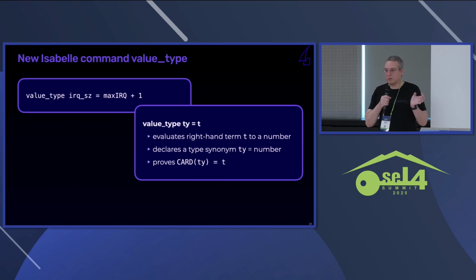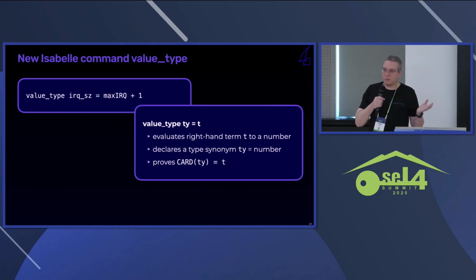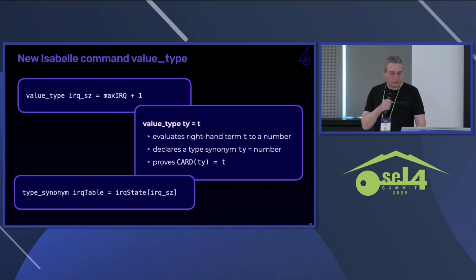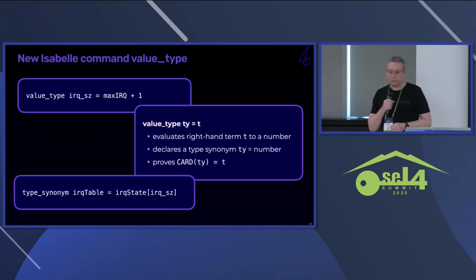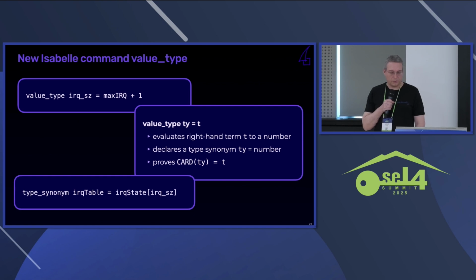And that's really what the C code wants to generically express, that the size of that array is max IRQ plus 1. And so if I use that property in the proofs and not the number, my proof will still be generic. That's a cute little command, and yeah, that works fine. It has so far covered everything that we needed.